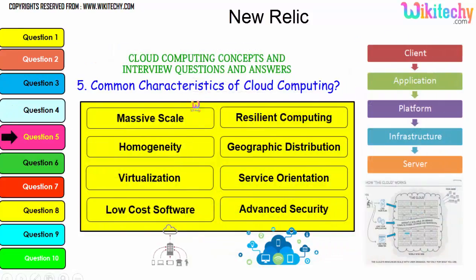Let's talk about the common characteristics of cloud computing. These are very important characteristics. A massive scale: however big you want, I can give it to you. Homogeneity. Virtualization: you are able to create a VM and use it. Low cost software: it becomes really cheaper. Resilient computing: whatever processing is done remotely, you don't have any disturbances. Geographic distribution: the data and computing process are geographically distributed. Service orientation: it's purely based on service orientation, and you get advanced security. That's an important one.